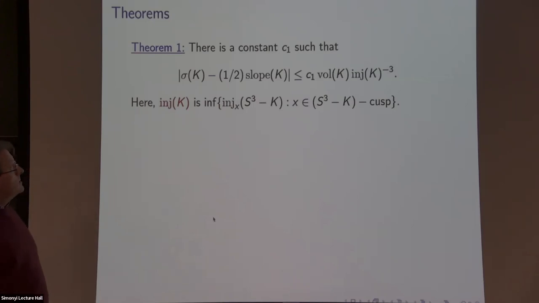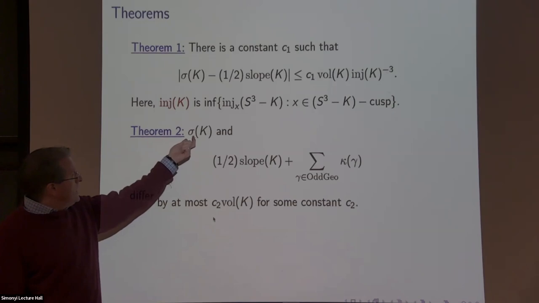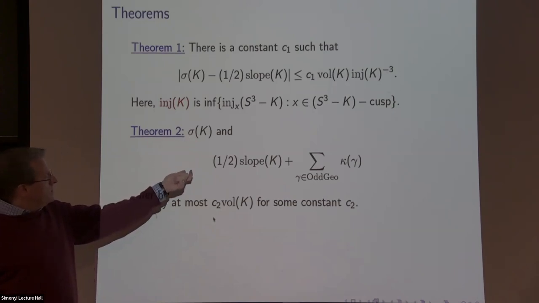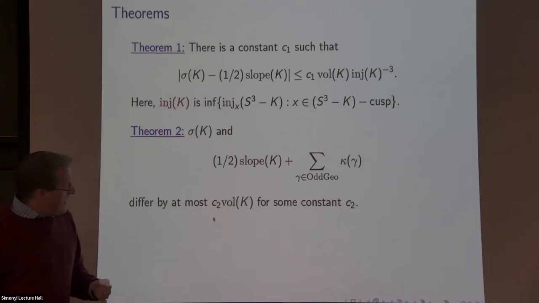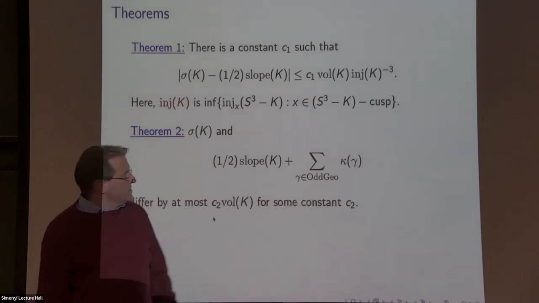Okay, so as I say, this theorem is now a theorem, but it was initially formulated as a conjecture that was driven by the data. And then there's a more refined theorem where we wanted to get an error that was linear in the volume. What this more refined theorem says is that the signature can be estimated in terms of geometric quantities with an error that's linear in the volume, but the geometric quantity is half the slope plus a correction term.